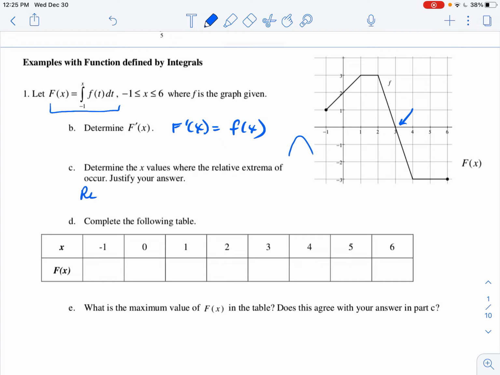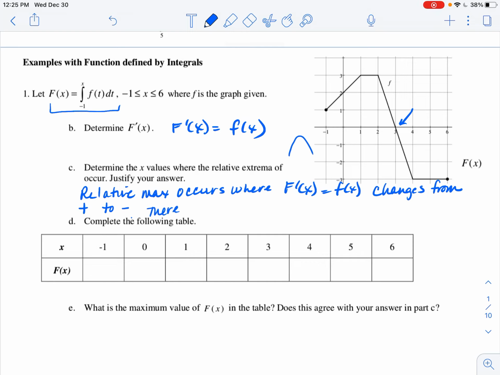So it says to justify, so we have a relative max occurs where F prime of x, which equals f of x, changes from positive to negative. There is a local max at x equals 3 because F prime of x, which equals f of x, changes.